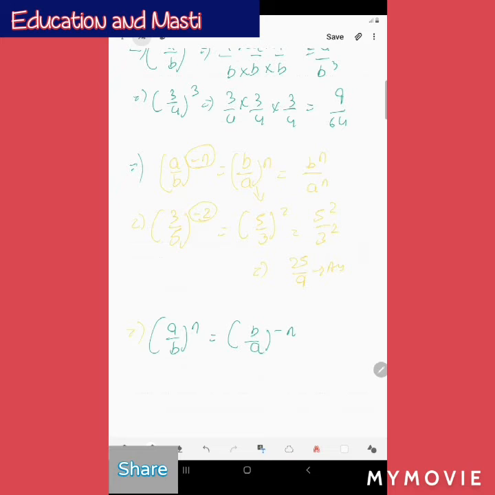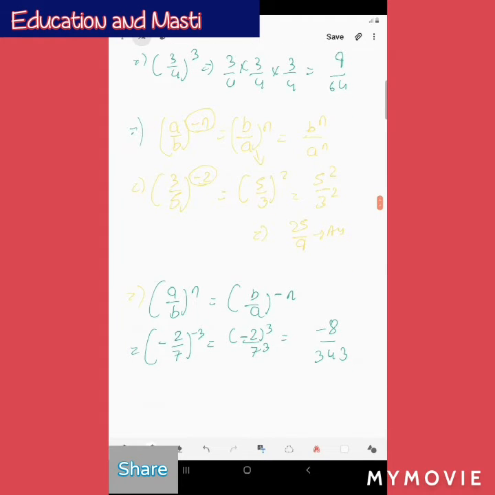In this case, sometimes the minus sign is there with the number. I have an example for you: minus 2 by 7 whole cube. So minus 2 cube by 7 cube we will be dealing with. So minus 2 cube means minus 8 by 343. Sometimes I forget to put the index here, sorry, so minus 3 is there. For removing that we apply this formula.